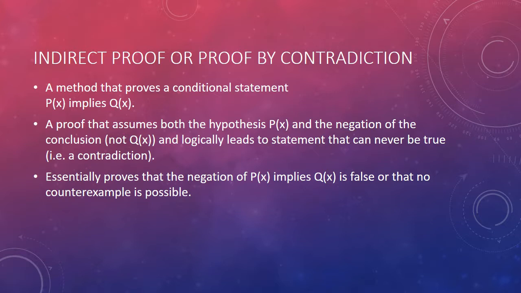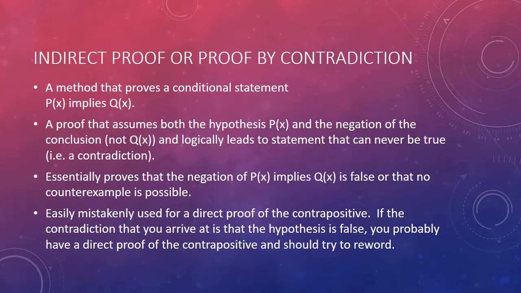This shows that the negation of P of x implies Q of x is false, and hence the actual statement would have to be true because it has the opposite truth value. That's why the proof by contradiction works. So you're showing that there's no possible way to find a counterexample, so the statement must be true.